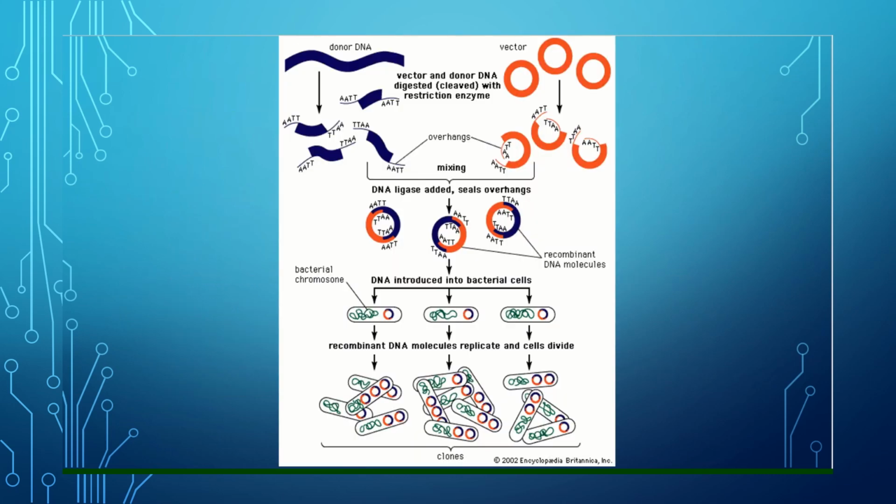If we take a look at this picture here, we've got our donor DNA on the left and our vector DNA on the right, and you can cut these pieces and put them together with DNA ligase and then introduce them into bacteria cells down here, and then the recombinant DNA will replicate and the cells divide, and you've got this DNA now from your donor DNA and your vector inside of this bacteria.